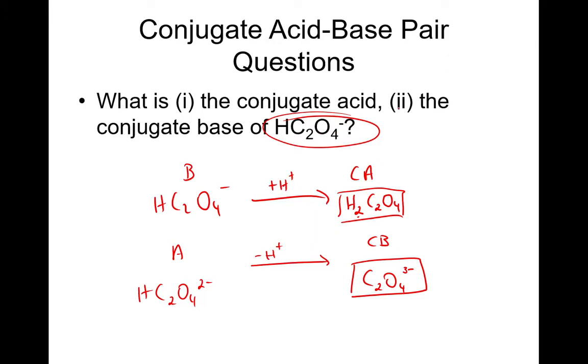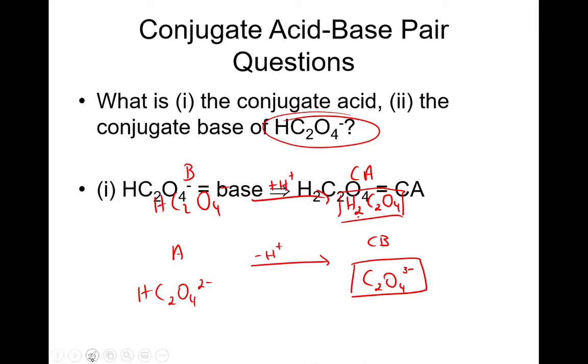If you're looking for the conjugate base of HC2O4 minus, then this will start off as an acid, and then you will remove a proton in order to work out the conjugate base. Okay, and that's written there as far as I know.